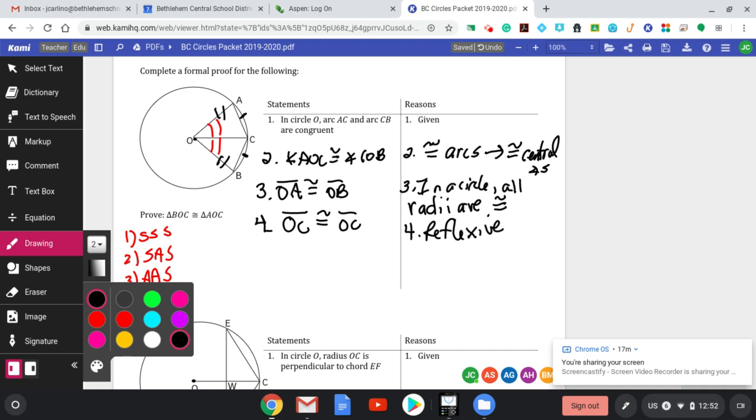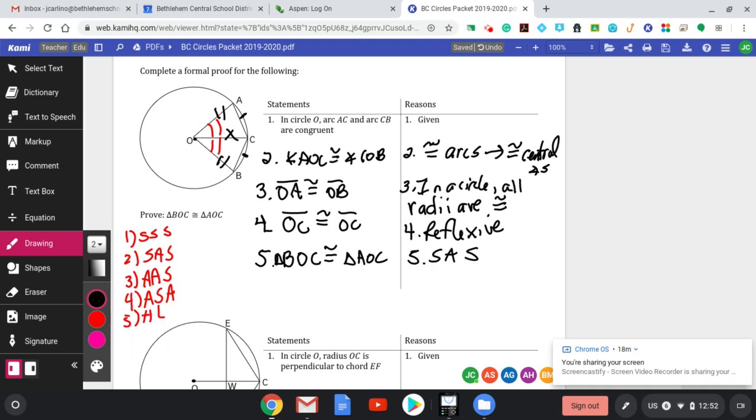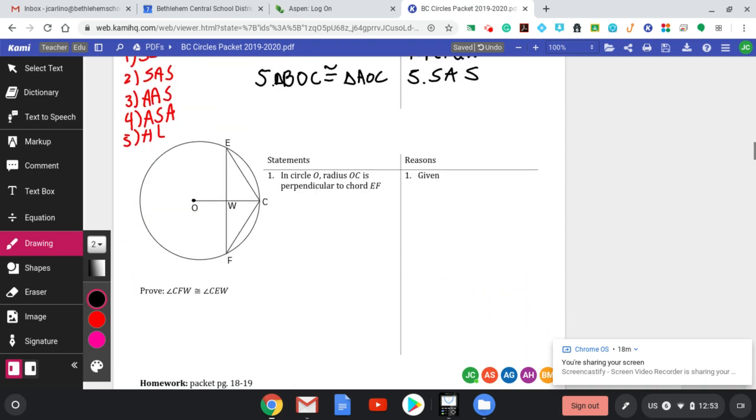And then look at what method we have right now. We got a little side angle side action. Side angle side, okay? The other way we could have done it, if the arcs are congruent, so are the chords. So we could have said chord AC is congruent to chord CB and then done side, side, side. Okay, so that was another way around it. We could have done side, side, side as well if some of you guys were thinking about that.